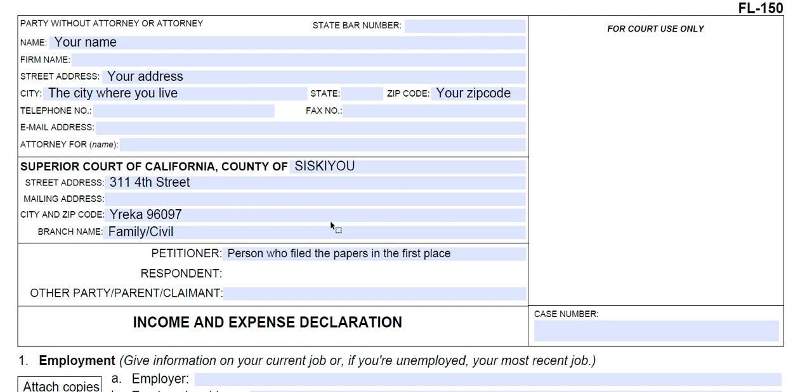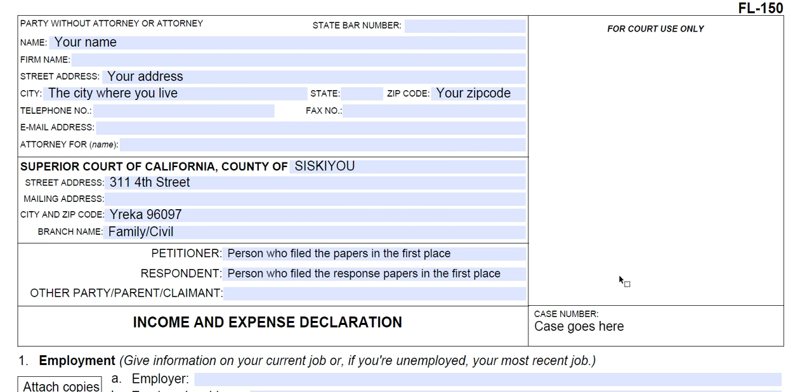The respondent stays the same also, so this is the person who filed the response papers in the first place. It doesn't matter who's asking for support now or a change. It still goes back to who filed initially, so those titles won't change.